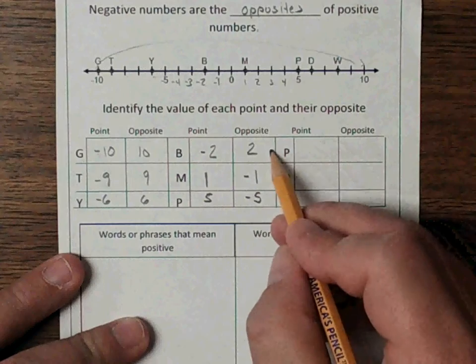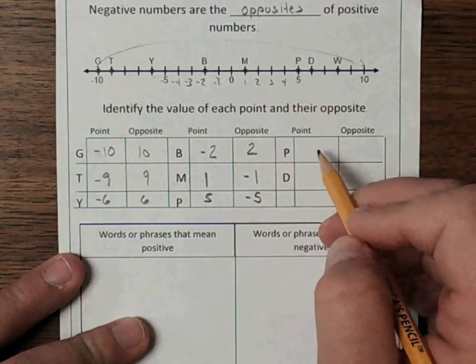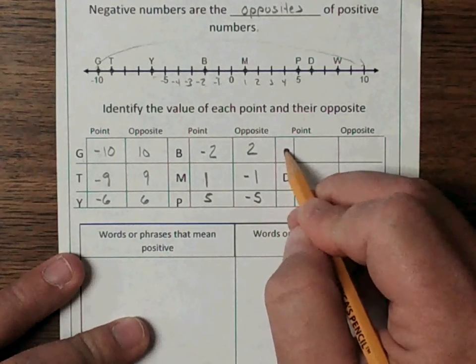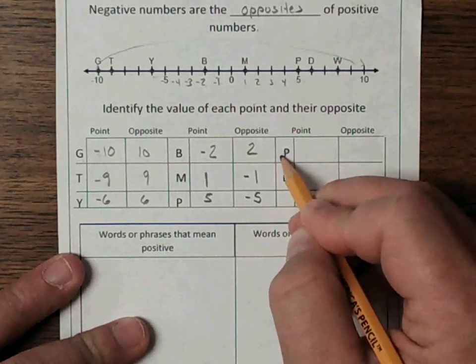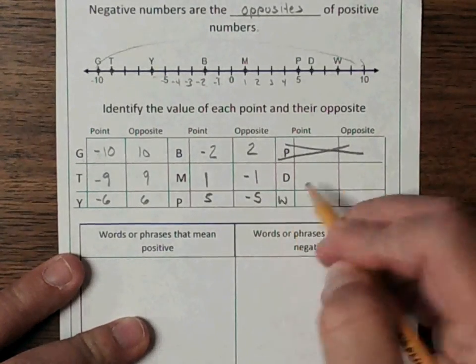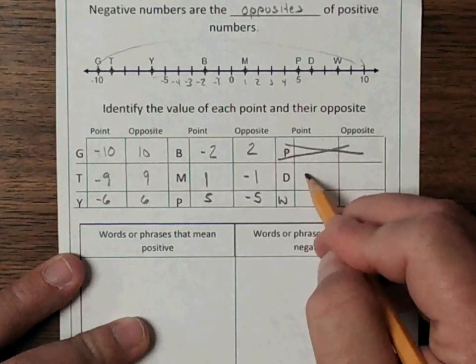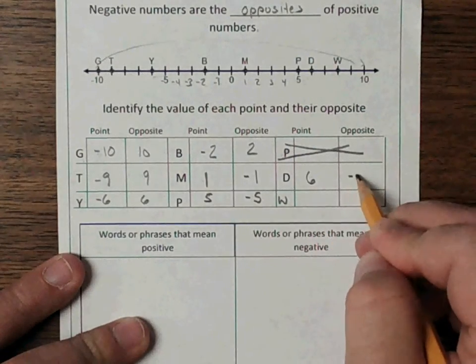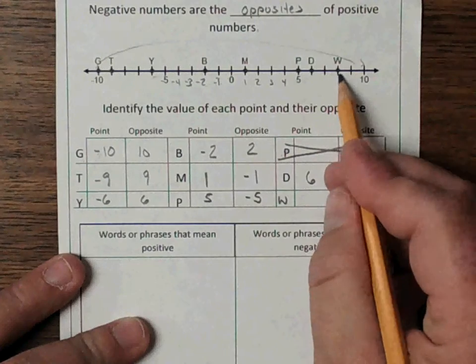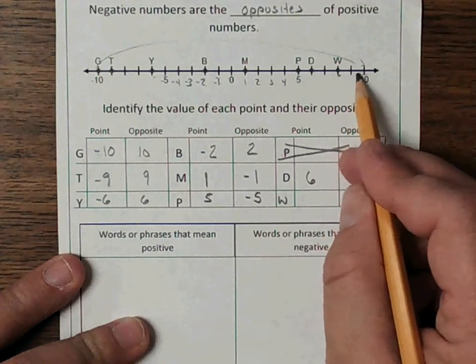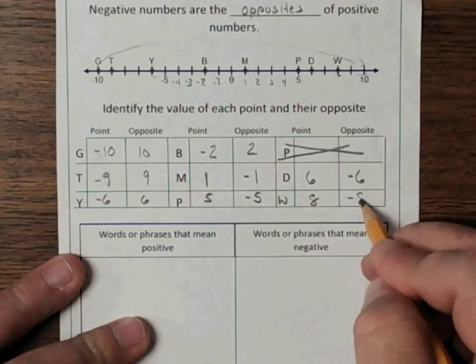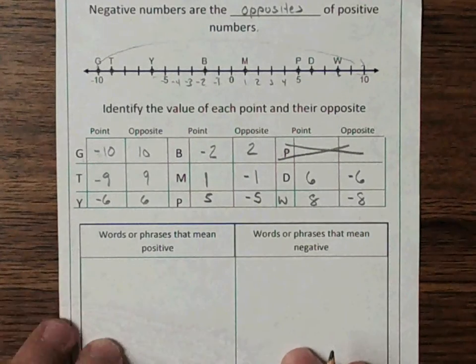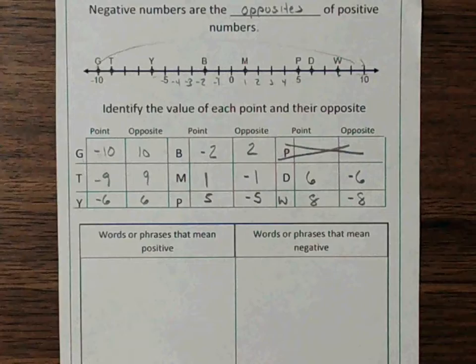Looks like I did P twice, so let's mark that out and put W there. D is positive 6. The opposite would be negative 6. W is 2 away from 10, 2 less than 10, which makes it 8. The opposite is negative 8. Okay? So hopefully you did well on that.